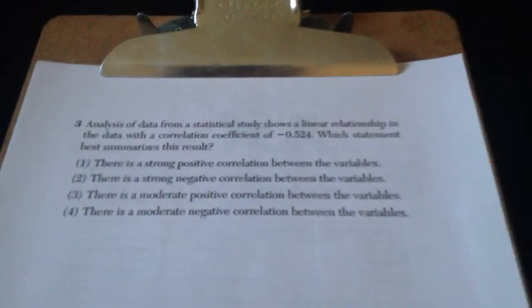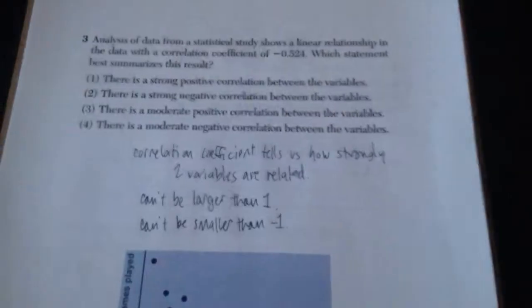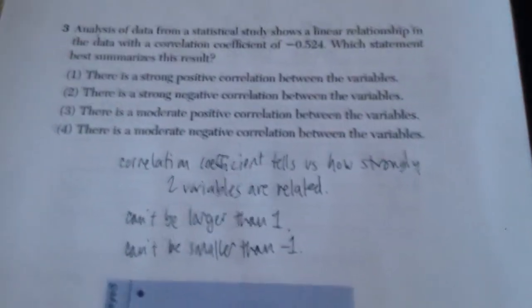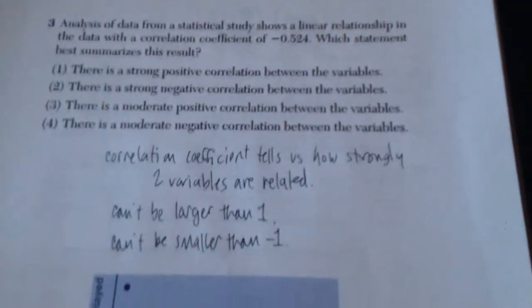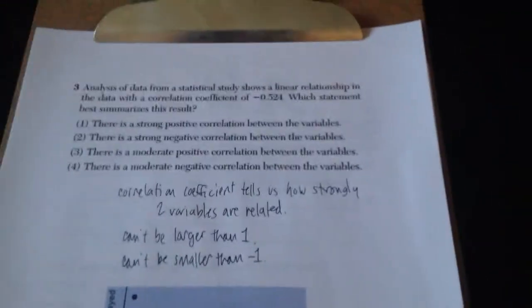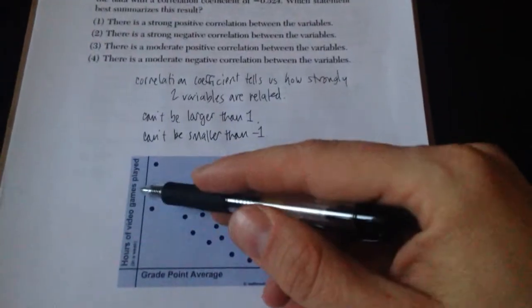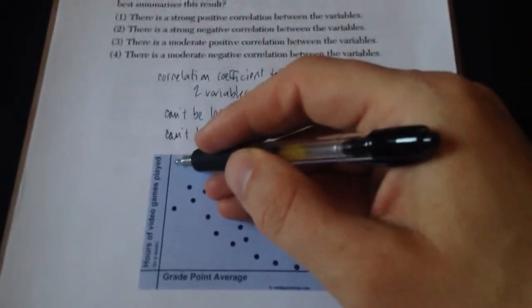And number 3, analysis of data shows a linear relationship in the data with a correlation coefficient. Now, the correlation coefficient tells us how strongly two variables are related. It can't be larger than 1, and it can't be smaller than -1. If I were to use this picture to talk about the correlation coefficient, this is measuring the number of hours of video games played to grade point average. As you notice, the more hours played, the lower your grade point average is.